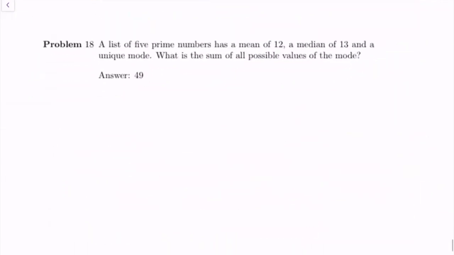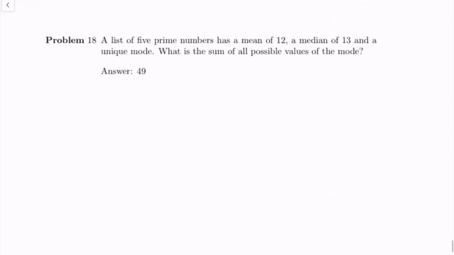Question number 18. At least all five prime numbers have a mean 12, and also a median, which is 13, and a unique mode. What is the sum of all possible values of the mode?